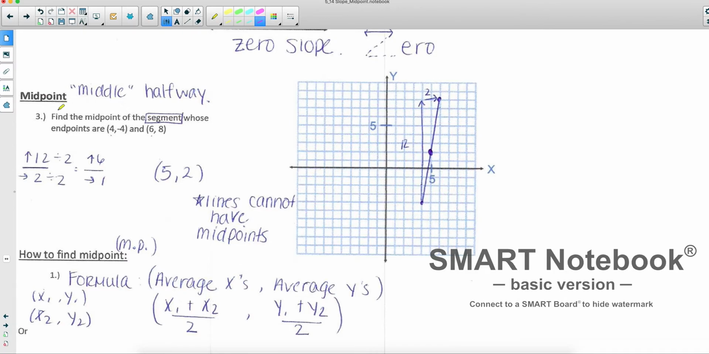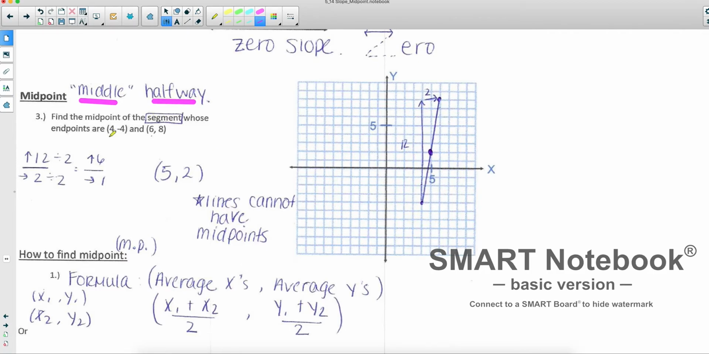Now remember, you can only find the midpoint of a segment. You can't find the midpoint of a line. And the reason why is because lines extend indefinitely in both directions, where a segment has a defined start and end point. So if a line doesn't have a given distance, then you can't find the middle of it. Unlike a segment, if it's a given length, you can then obviously find the middle. So think of it as the middle or halfway.